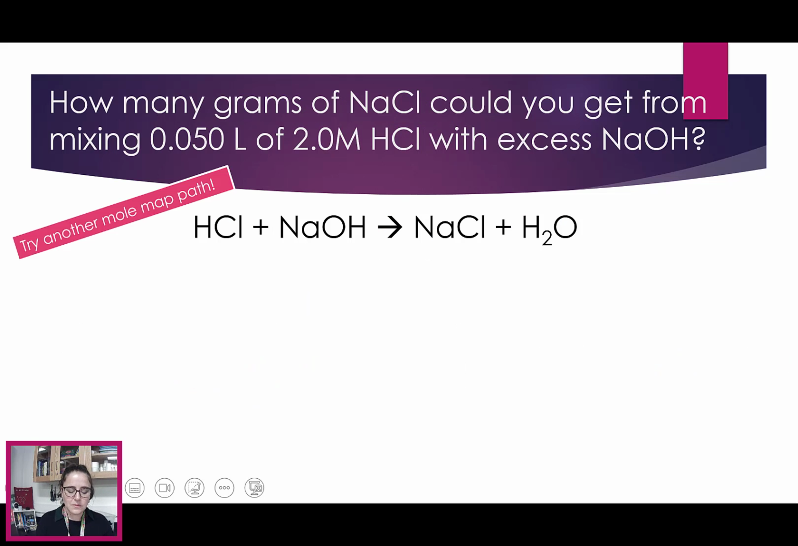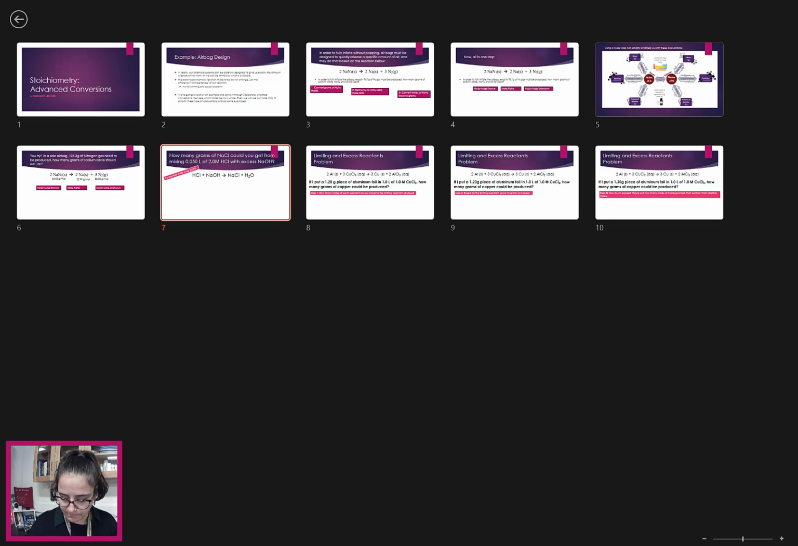How many grams of NaCl can you get from mixing 0.050 liters of 2 molar HCl with excess NaOH? Okay, so what this problem is telling us is that there's plenty of NaOH around and that the HCl is going to be our limiting one. So we don't need to worry about the NaOH, okay? We're on the HCl. And we're trying to get from liters of an HCl solution to grams of NaCl.